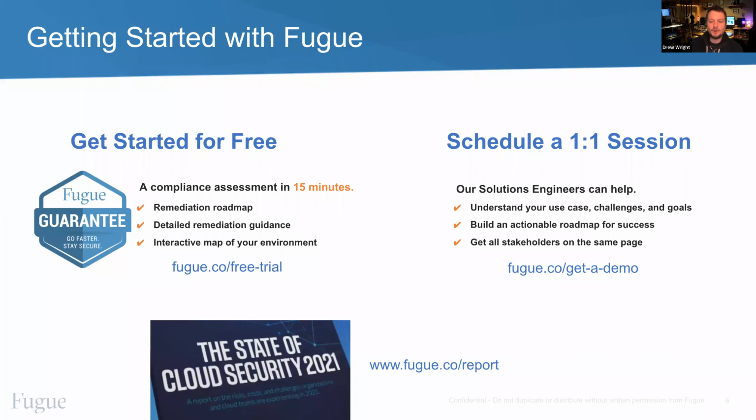fugue.co/free-trial. The moment you point Fugue at your cloud environment, AWS, Azure, Google Cloud, you're going to get a lot of rich information back within 15 minutes, including that interactive map, any compliance assessments that you set up. And we're obviously available to chat with you one-on-one with Aidan or Ricardo or Ankush or any of our solutions architects here at Fugue. We'd love to understand what your use case and challenges are, and work together on showing what Fugue can deliver for you.